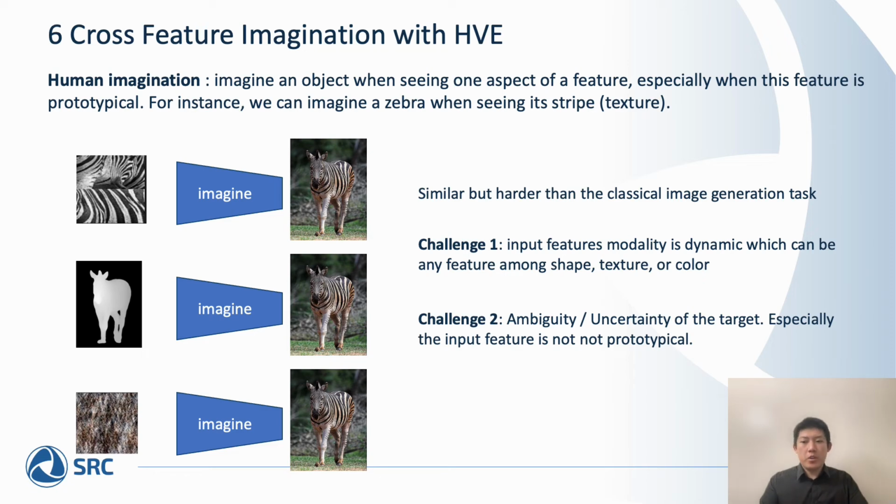Here is the second humanoid application, cross-feature imagination. Humans can imagine an object when seeing only one aspect of the feature, especially when the feature is prototypical. For instance, we can imagine a zebra when all we see is the stripe texture, right? So this task is similar to but harder than the classical image generation task. Challenge 1, the input feature is dynamic, which can be any feature among shape, texture, or color. And challenge 2, there are ambiguity and uncertainty for the target, especially when the input feature is not prototypical.